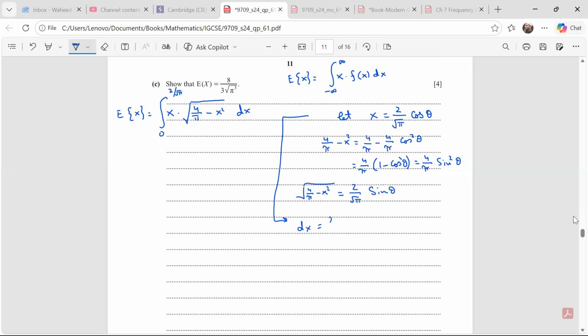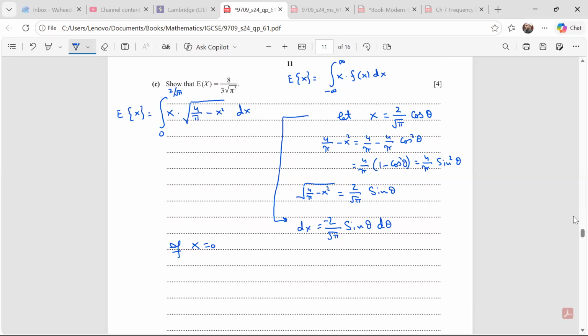It is equal to 2 over under the root pi. This is constant. Cos theta derivative is minus sine theta d theta. Okay. And another thing, remember, x goes from 0 to 2 over under root pi.